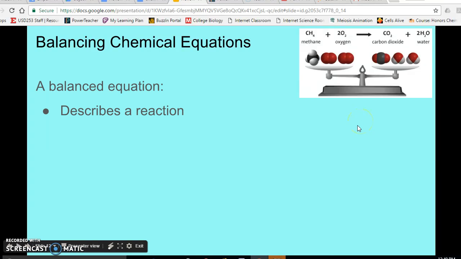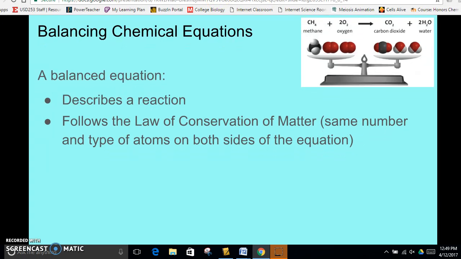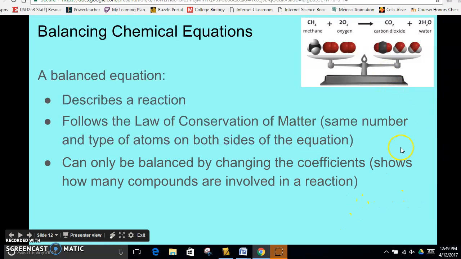So a balanced equation describes the reaction. It follows the law of conservation of matter. So you have the same number and type of atoms on both sides of the equation. So you are not violating that law that says that you cannot create or destroy matter. So you have to have the same number on both sides to show you're not creating or destroying anything.